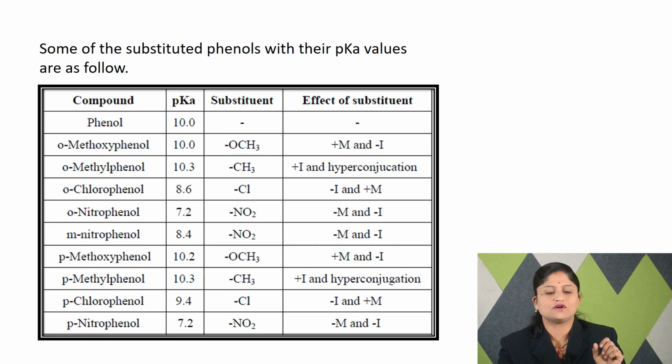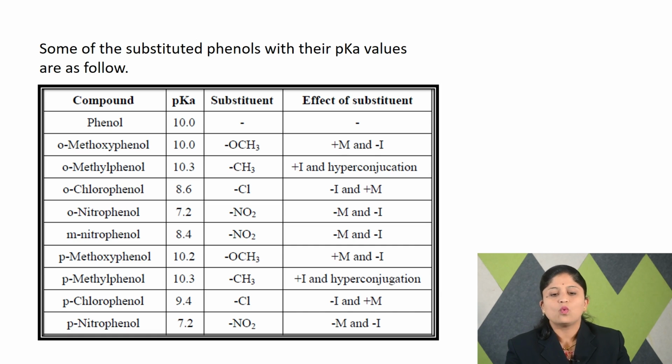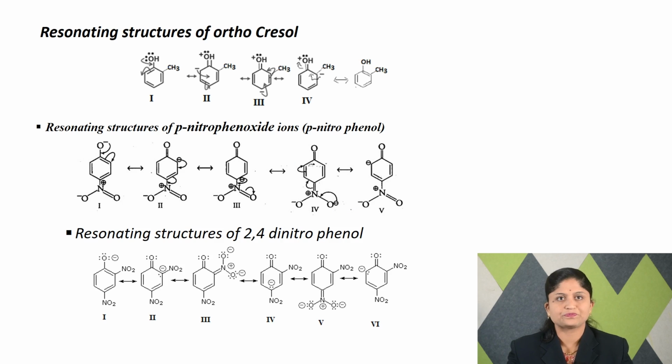Now, these are examples of some of the phenol derivatives with their pKa values, that is acidity constant values, the substituents which are there on the ring, and what type of effect is shown by those substituents in those phenolic derivatives. For example, if we substitute a methoxy group in the structure of phenol, we get the positive mesomeric effect and negative inductive effect. Similarly, depending upon the type of substitution, the effect varies in the structure of the ring.